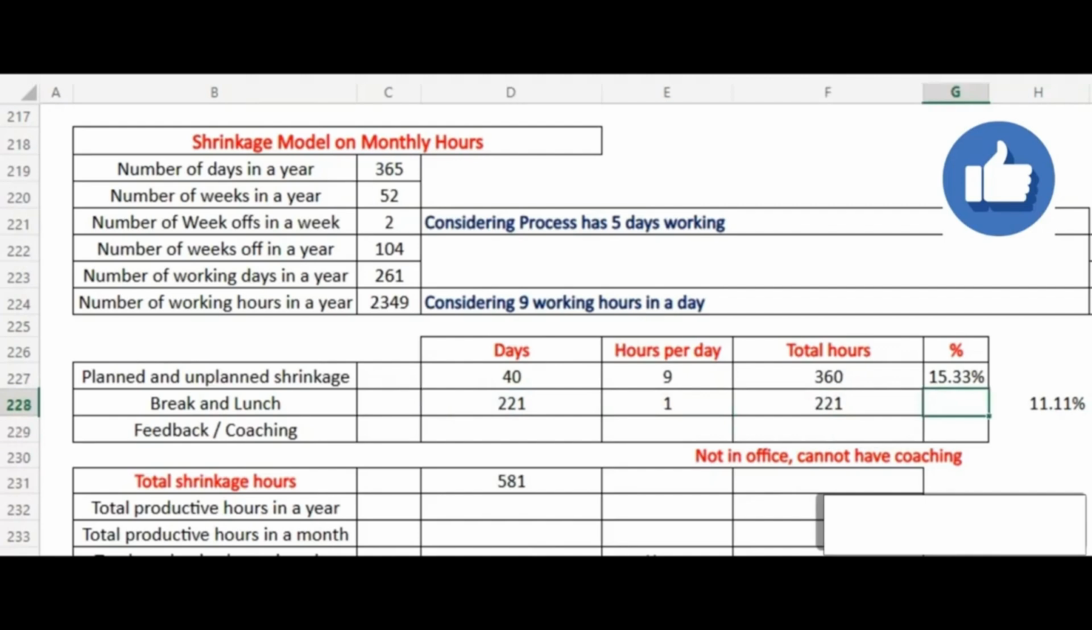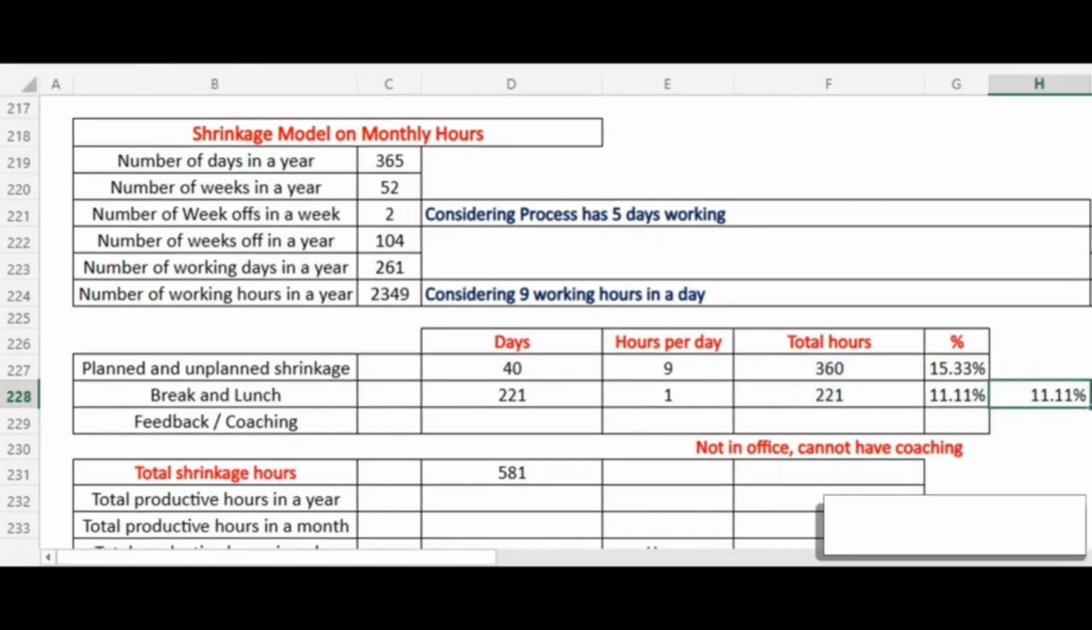So how can we calculate the percentage? The percentage would be your 221 divided by your 2349 minus 360 hours. The moment I hit enter, I will have the percentage of 11.11 percent. You can find it by a different method also. It would be your 1 hour per day divided by the total 9 hours. We have a 9-hour shift, and out of 9 hours, 1 hour is scheduled for lunch and break. So it would be 11.1.